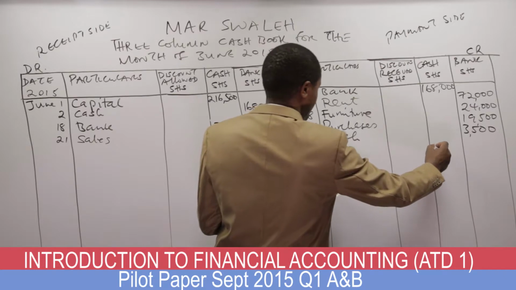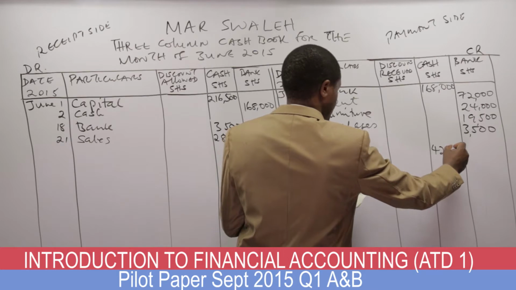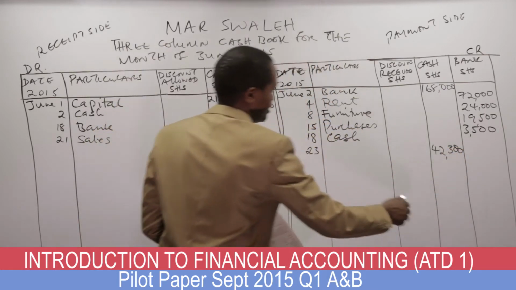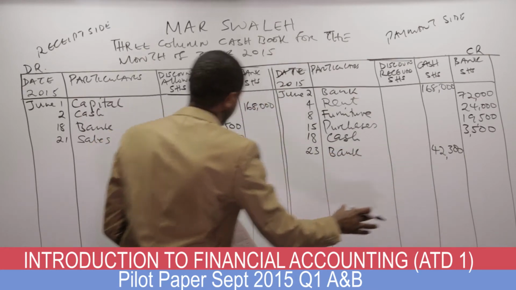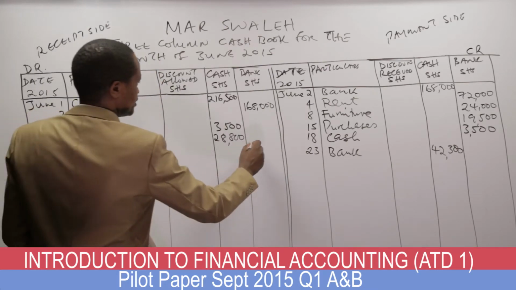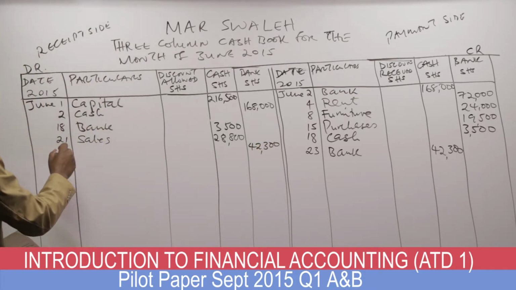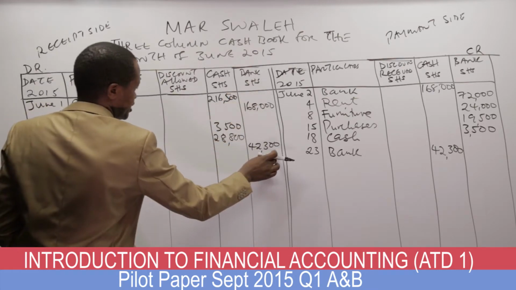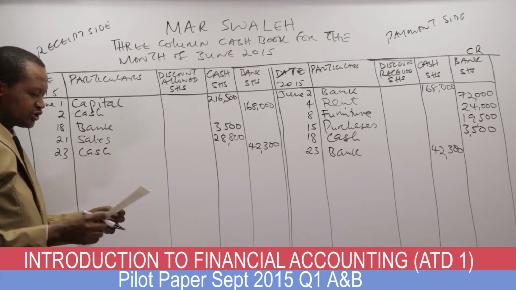So the cash will reduce here by 42,300. The cash has gone down, but this money is going to the bank account. So the bank account should receive the 42,300, and the date is 23rd. So the bank has received 42,300 from cash. That is a contra entry. We call it a contra entry.